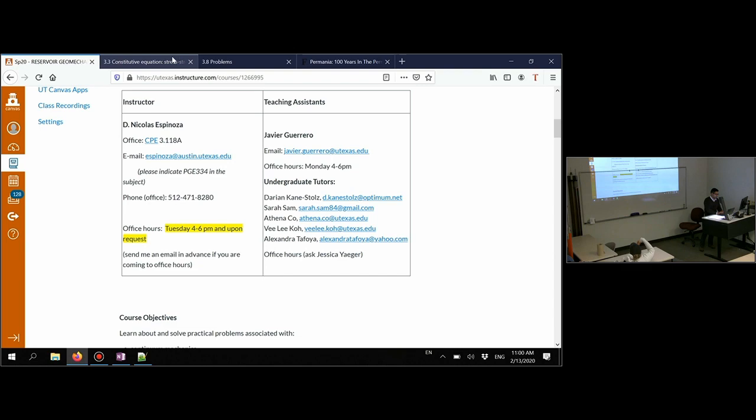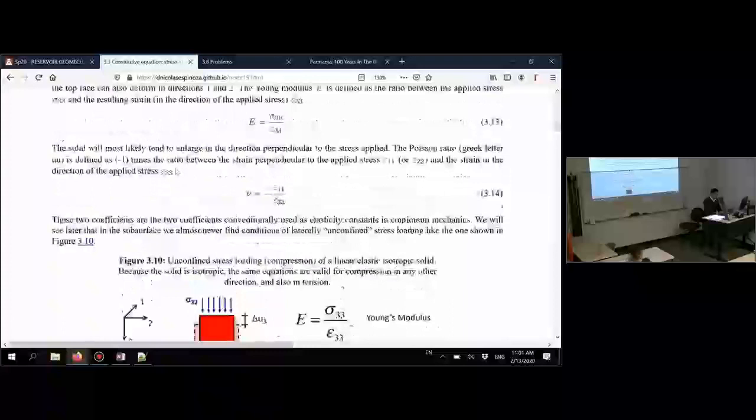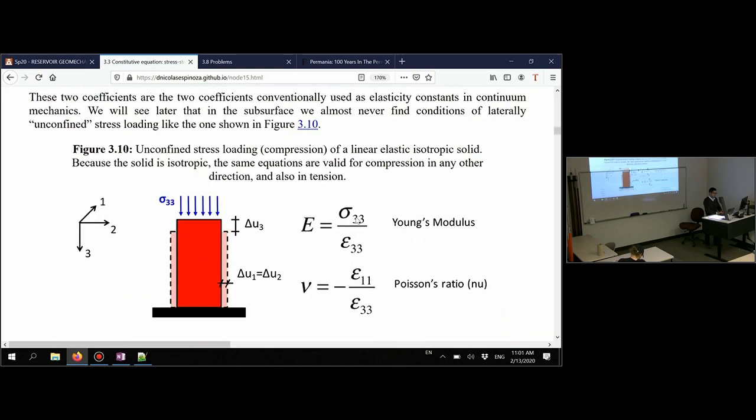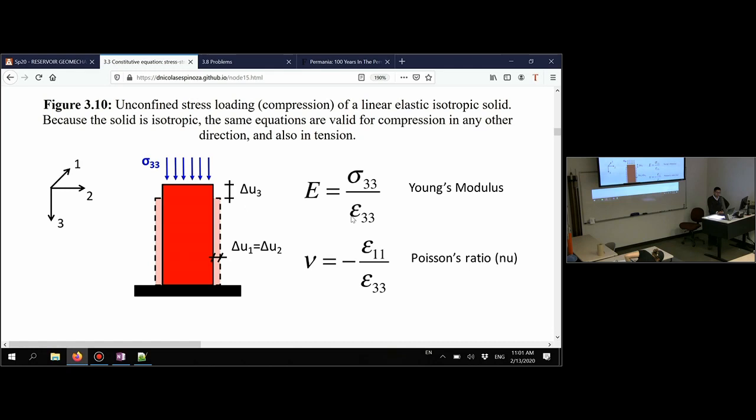Alright, so let me see, we were somewhere over here, right? And we already saw how to measure Young modulus, and basically we need to apply stress in one direction, measure how the rock deforms in the other direction, and that gives us the Young modulus. Okay, so what we're going to do now is determine the Poisson ratio.